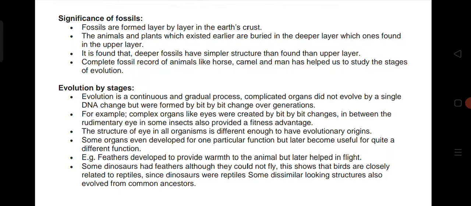The animals and plants which existed are buried in the deeper layers, which are once found in the upper layer. So the animals and plants which existed in the previous age are buried in deeper layers. Once the changing of the environment takes place, after that the fossils of these animals as well as plants are seen.